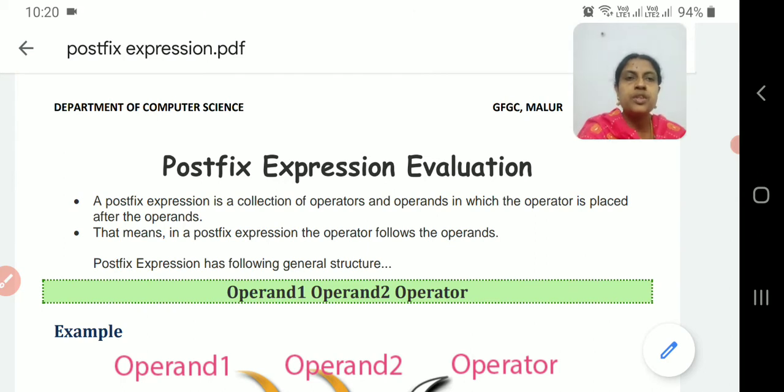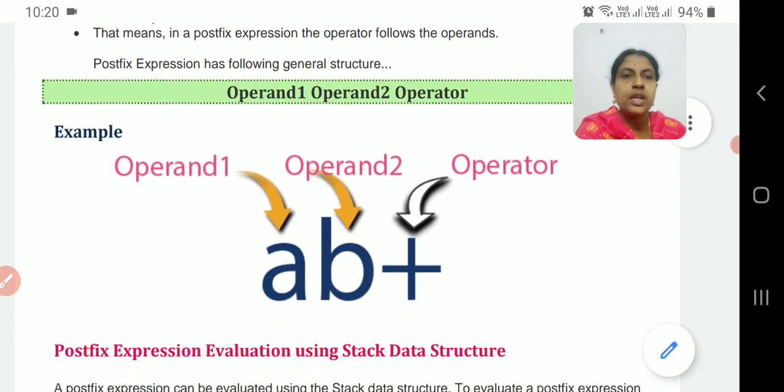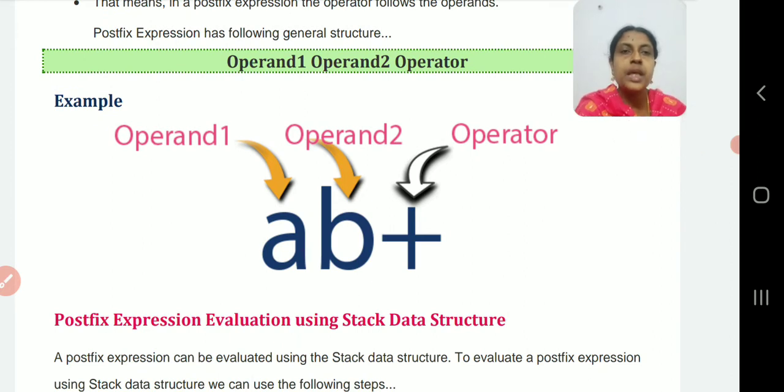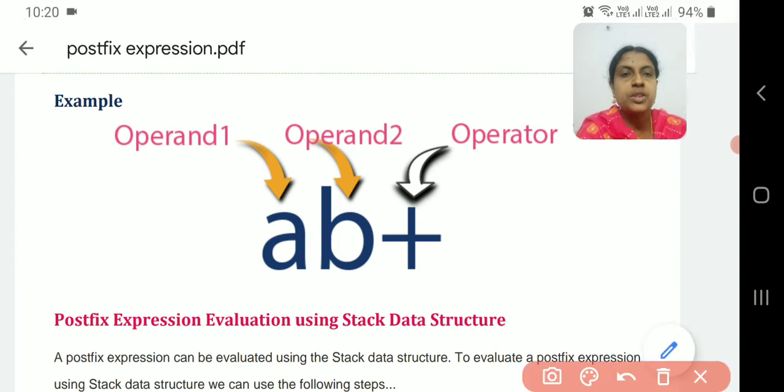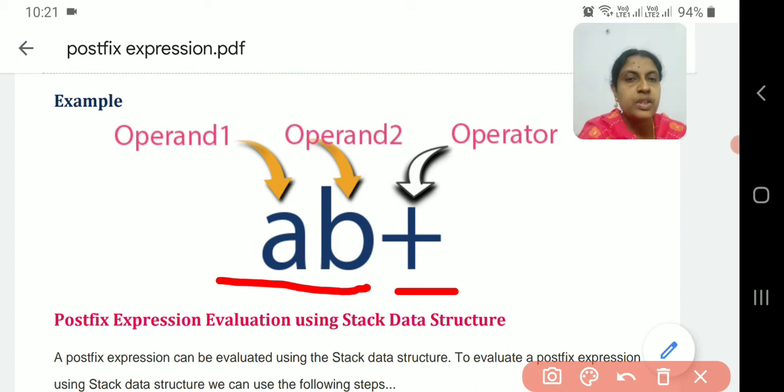So postfix expression, we know it's a collection of operators and operands in which operators are placed after the operands. So here in postfix expression, the operands, the values, will be in the front and the operator will be at the end. Just for your understanding, in this example, AB are operands and plus is an operator. This is an example of a postfix expression. Usually when you write a mathematical expression, we write A plus B. When you write like that, it becomes an infix expression. But in postfix expression, operands will be in the beginning and the operator will be at the end. So this is about postfix expression.